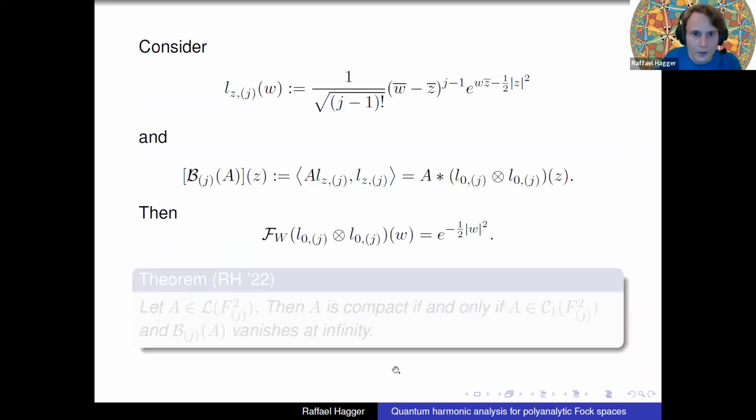So, for example, instead of the normalized reproducing kernels, you can take these functions here. They look a bit similar. There's a different polynomial here in front. No, this is not the Laguerre polynomial, it's a different polynomial.